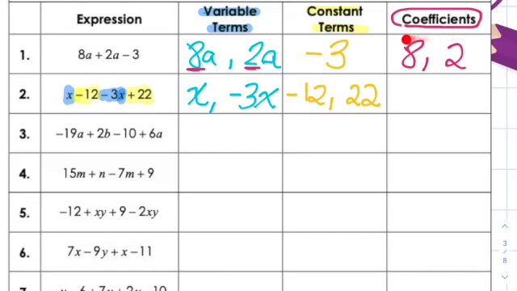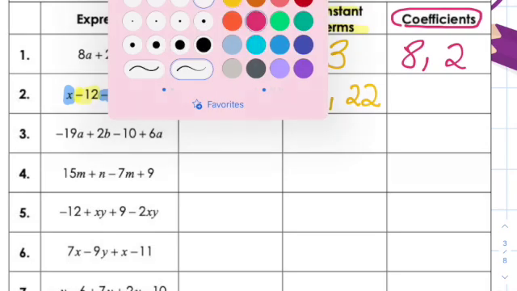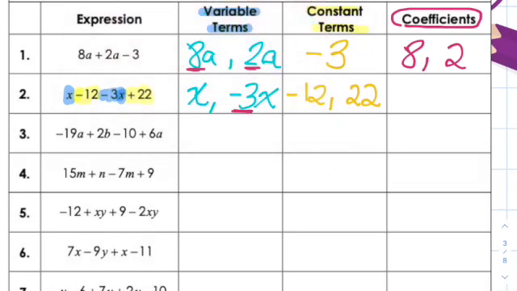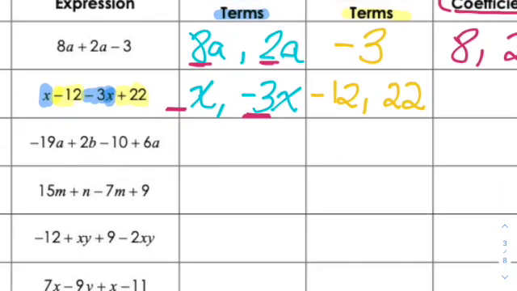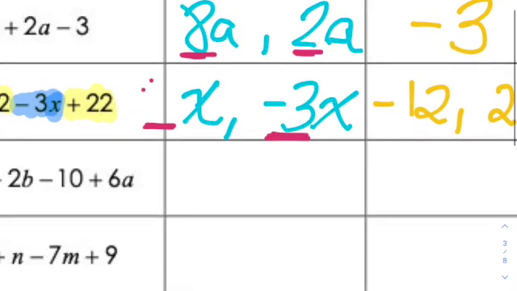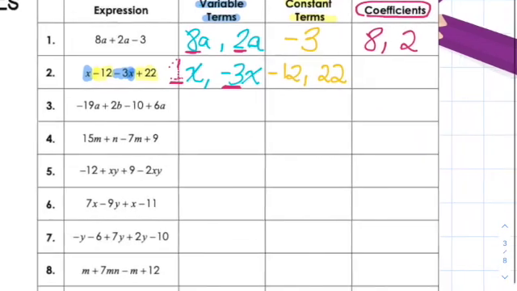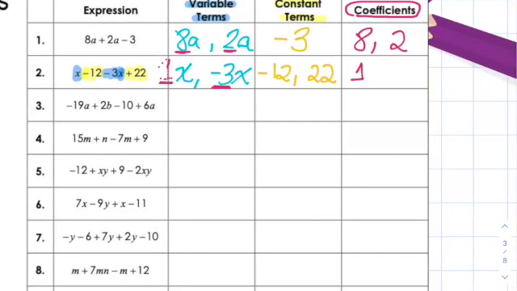Now getting into the coefficients. My coefficients are the numbers in front of my variables. So over here, it's pretty easy to see that I have a negative 3 in front of my letter, in front of my variable, so that's going to be a coefficient. In front of this x, there's nothing, but you guys have to remember, if there's nothing, there is actually an invisible 1 over here. So my coefficients are going to be 1 and negative 3.